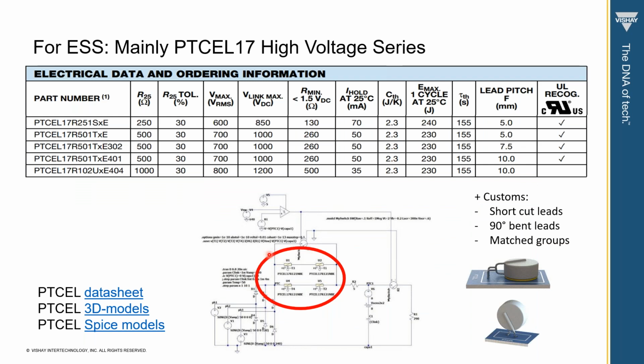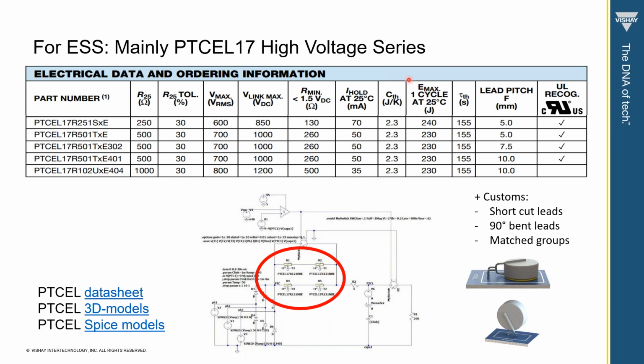And for the ESS, energy storage system, we are also offering our PTCEL 17 high voltage series for temperature sensing. So this is a usage in the circuitry. And this one can be used for the inrush current limiter or the loop dump application.